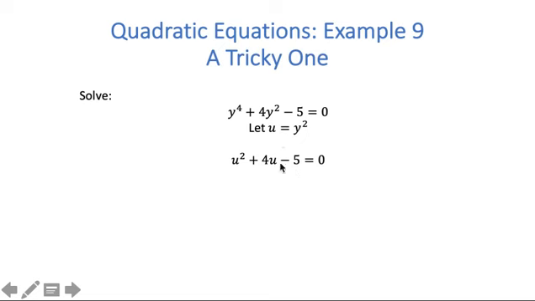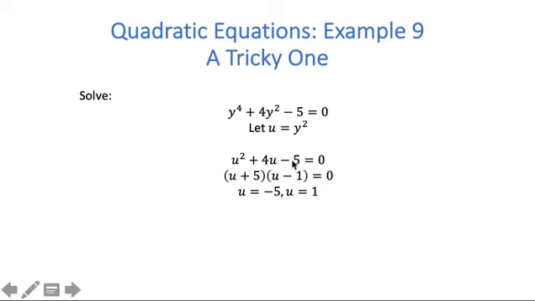And this you can factor. So factor that. It factors into u plus 5 and u minus 1. So we know u equals negative 5 and u equals 1. All right, great. But we don't want to know what u is equal to. We want to know what y is equal to.